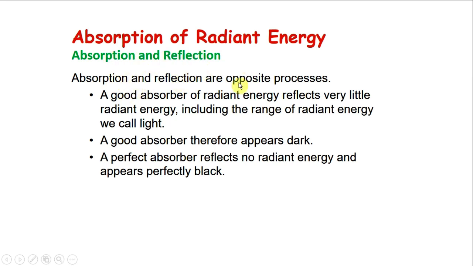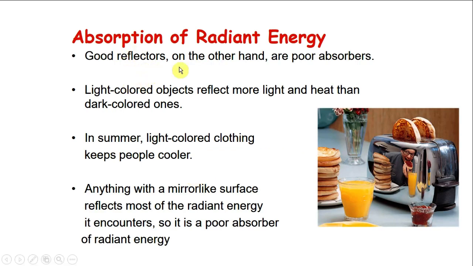Of course, absorption and reflection are opposite processes. A good absorber of radiation energy reflects very little radiation energy. A good absorber, therefore, appears dark because it does not reflect much energy. A perfect absorber reflects no radiation energy and therefore appears perfectly black. Good reflectors, on the other hand, are poor absorbers. Light-colored objects reflect more light and heat than dark-colored ones.